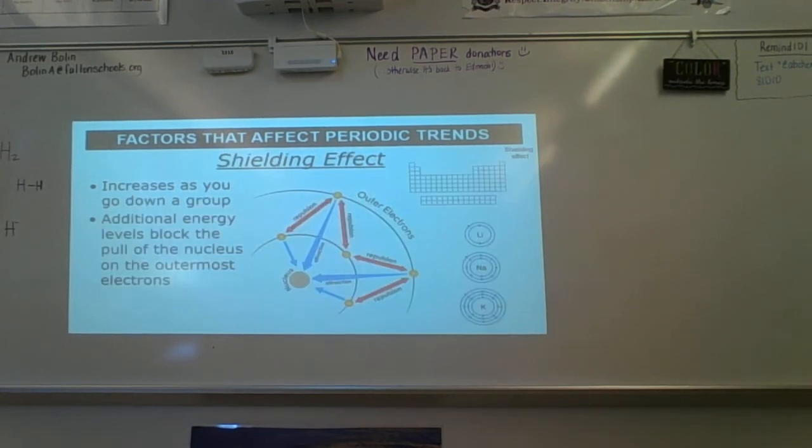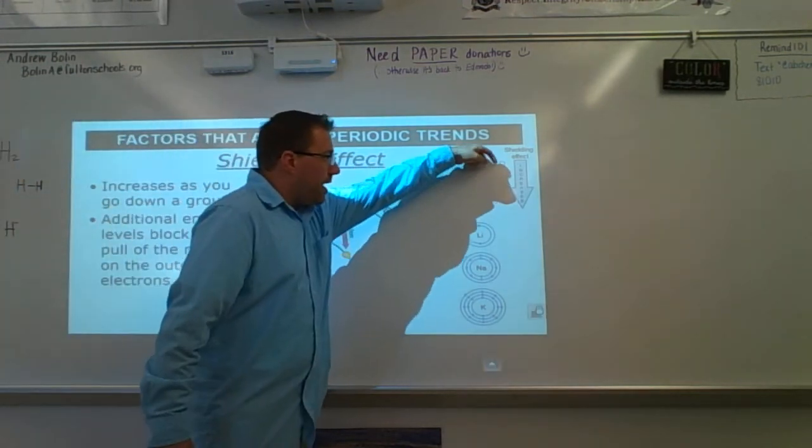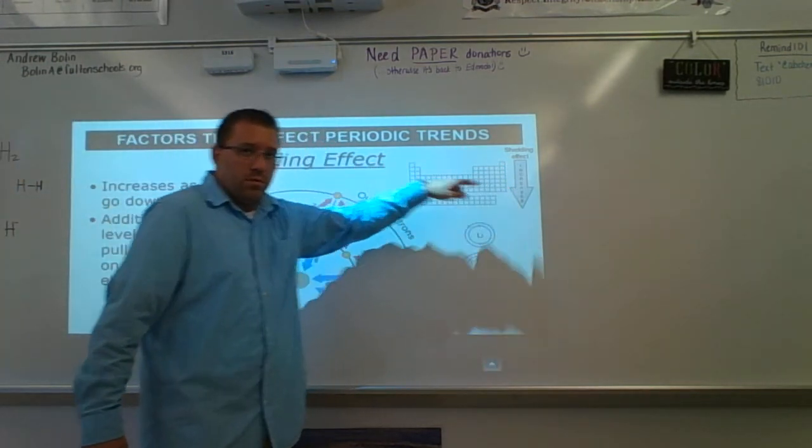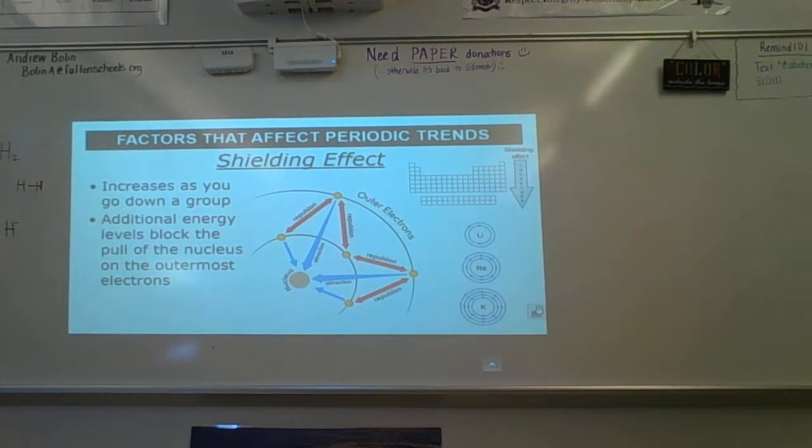All right, shielding effect. This is another factor that affects the periodic trend. So a shielding effect increases as you go down a group. So I'll put that up there now. So here's your shielding effect. It increases as you go down. So additional energy levels block the pull of the nucleus on the outermost electrons.